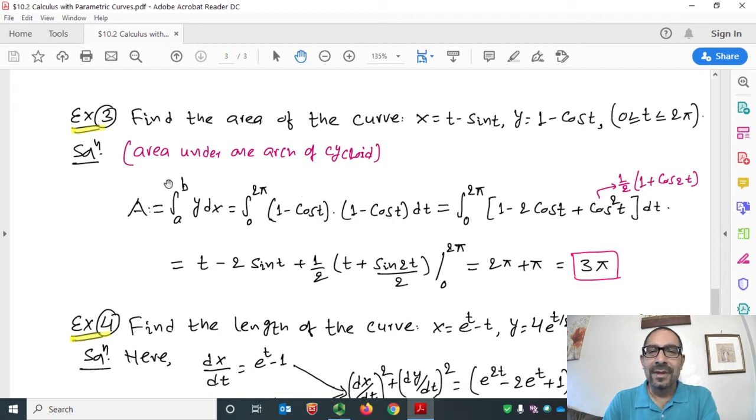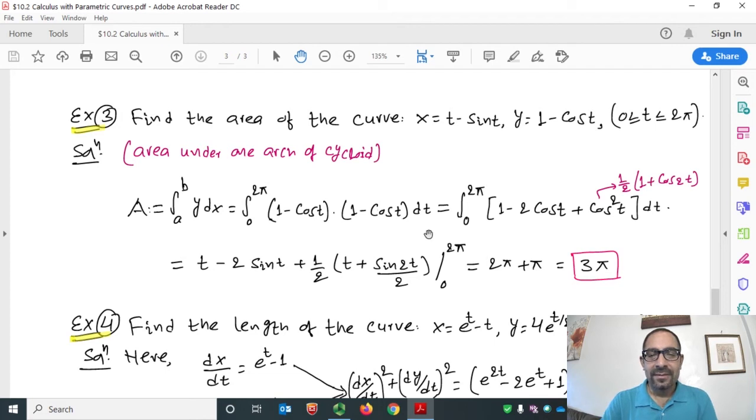Awesome. Let's begin the solutions. Now by formula, the area A equals the definite integral from a to b of y dx. Here a is 0, b is 2 pi. So next step, the definite integral from 0 to 2 pi, y is 1 minus cosine t times dx. Our dx turns out to be, taking the derivative, dx equals 1 minus cosine t times dt, which is here. Great.